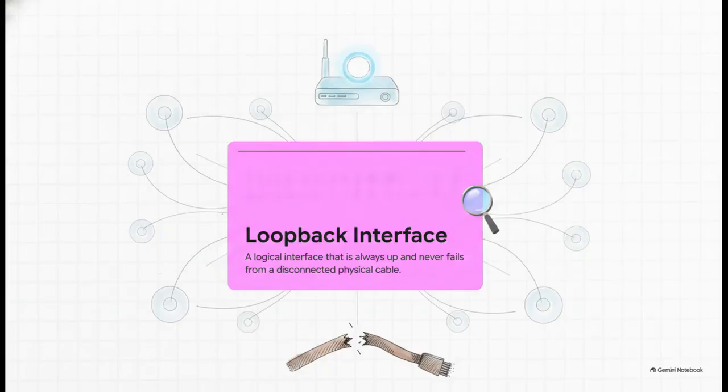The crucial takeaway here is that a loopback is a virtual interface. It lives entirely inside the router software. It ensures your routing protocols like OSPF always have a consistent, unchanging router ID. Because it literally doesn't rely on hardware, a loopback interface never goes down. Well, unless the entire router loses power, of course.